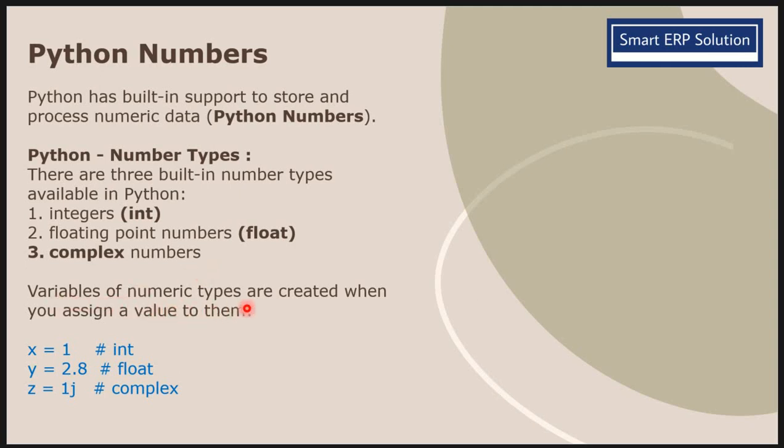Variables of numeric types are created when you assign a value to them, like this way: x equal to 1. That means Python will consider x as an integer variable. If we write y equal to 2.8, then Python will consider the variable y as a float. And if we write z equal to 1j, where 1 is numeric and j is alphanumeric, or it's a letter, Python will consider z as a complex number.